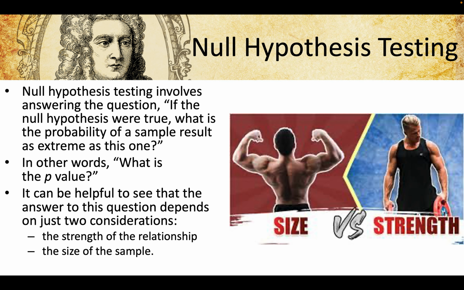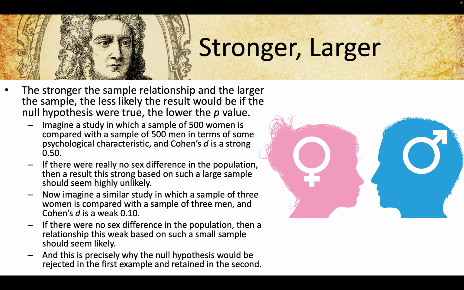Null hypothesis testing involves answering the question, if the null hypothesis were true, what is the probability of a sample result as extreme as this one? In other words, what is the p-value? It can be helpful to see that the answer to this question depends on just two considerations: the strength of the relationship and the size of the sample. The stronger the sample relationship and the larger the sample, the less likely the result would be if the null hypothesis were true, the lower the p-value.